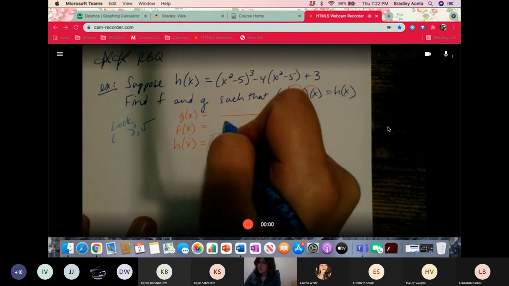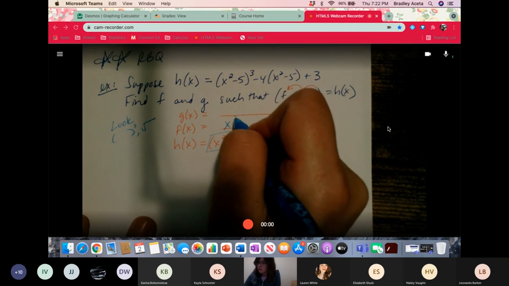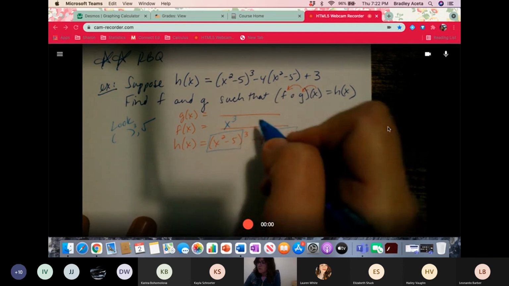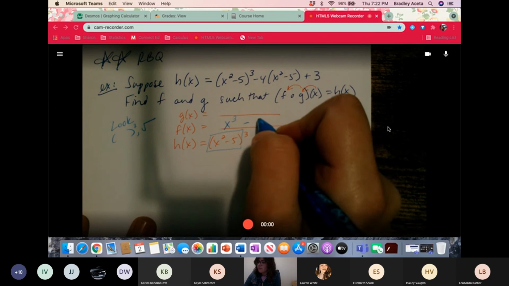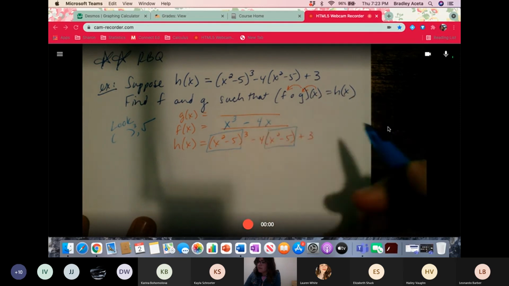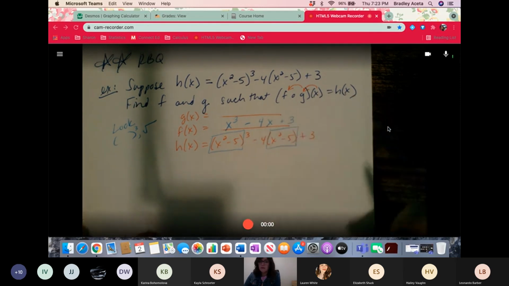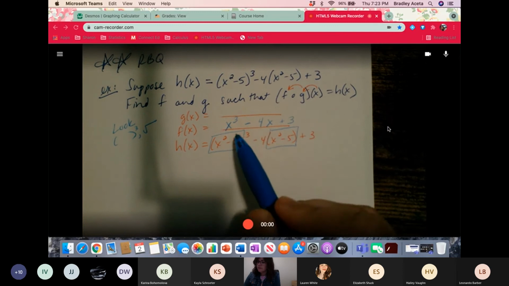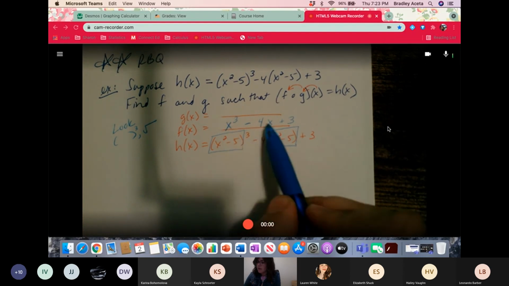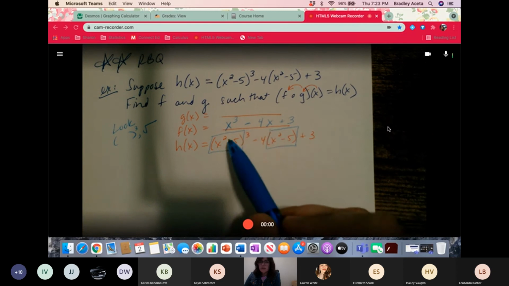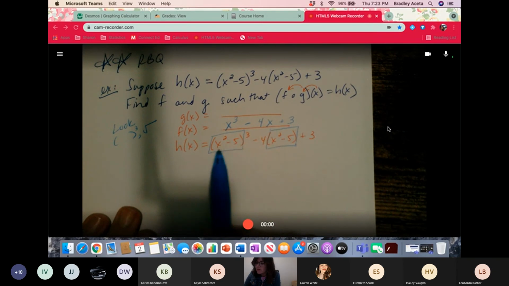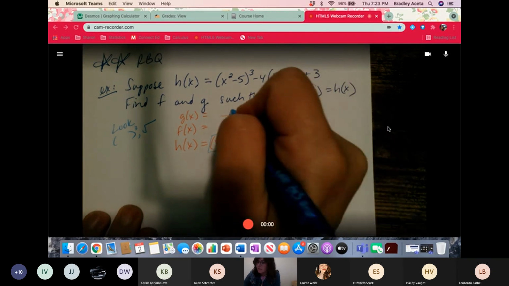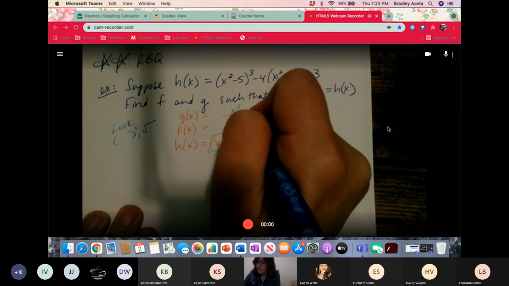So I would call this my f of x: x cubed minus 4x plus 3. Now, what did I put in for those x's? What was the function that I put in? Well, it was that stuff that was repeating: x squared minus 5.